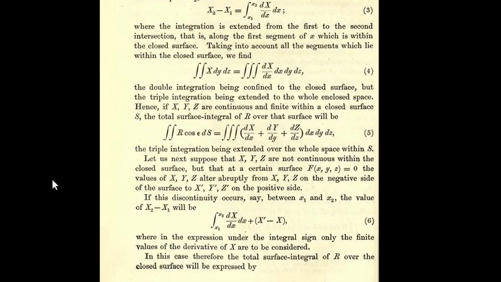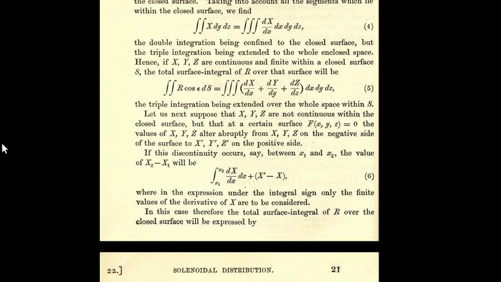Hence, if X, Y, Z are continuous and finite within a closed surface S, the total surface integral of r over that surface will be as follows. The surface integral of r cosine epsilon dS equals the triple integral of (dX by dx plus dY by dy plus dZ by dz) dx dy dz. Equation 5. The triple integration being extended over the whole space within S.